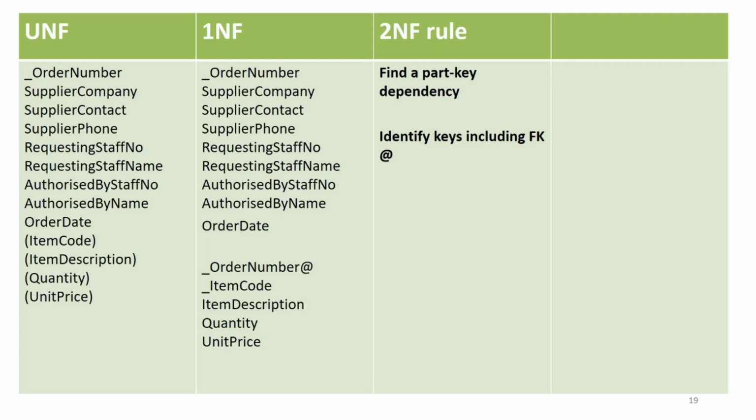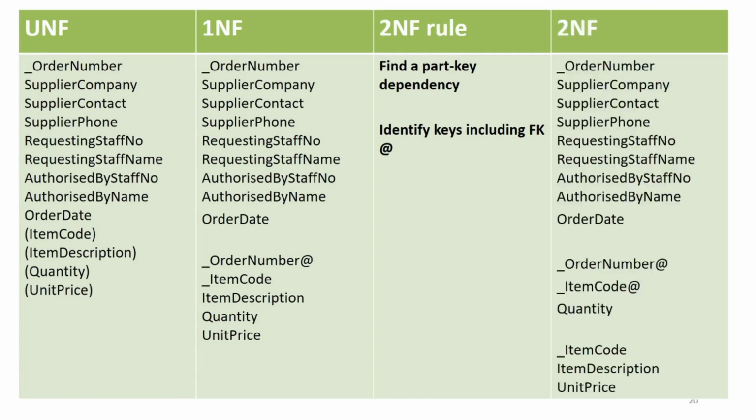If this one were actually dependent on both parts, we wouldn't split this. But in this case, because item description is just dependent on item code and not on order number, we have a part key dependency. In that case, we have to split these two parts: item code and item description, and unit price.